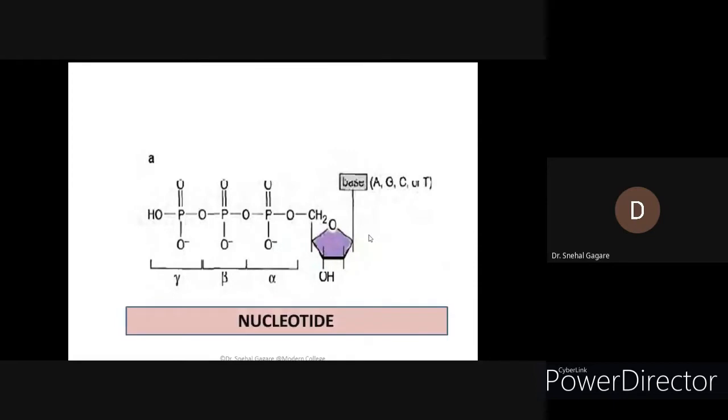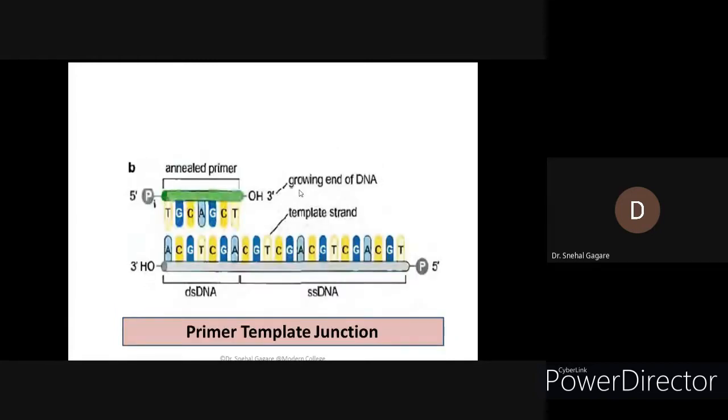For synthesis of DNA, we need a nucleotide which is to be added to a primer template junction. Why is this called a primer template junction? Because this has a template. As DNA replicates by the semi-conservative method, we have the parental strand as it is, which is called the template strand, because this is going to be copied into our daughter strand or newly synthesized strand.